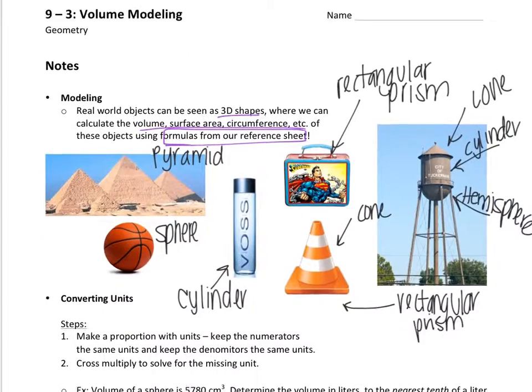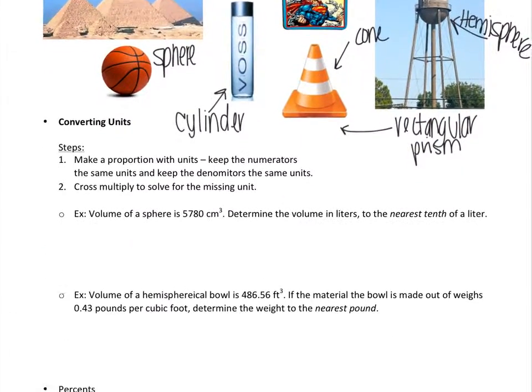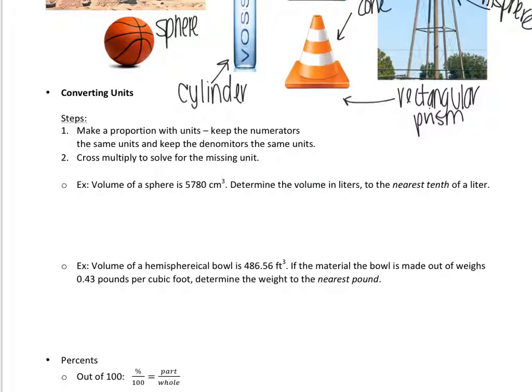When we do modeling, sometimes we have to convert units. So we've got 2 examples here. The steps are listed out. The important thing to understand with the steps is that I like to use a proportion. You can do this in different ways, but my method is a proportion, where we keep the numerators the same and keep the denominators the same. So you match top with top, bottom with bottom. And then you just cross multiply to solve because it is a proportion.